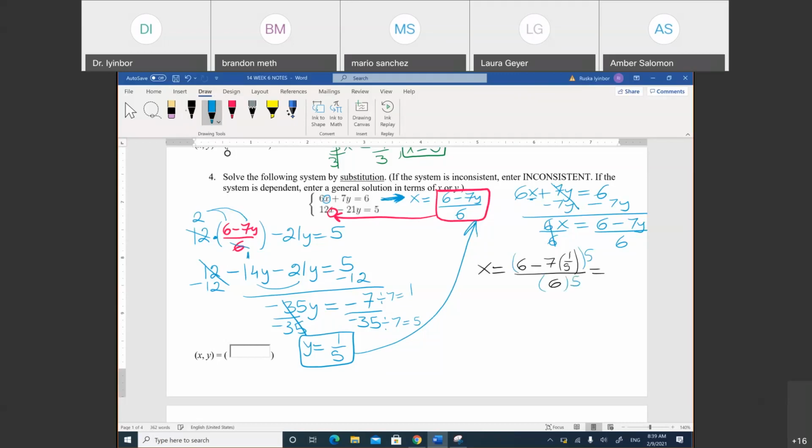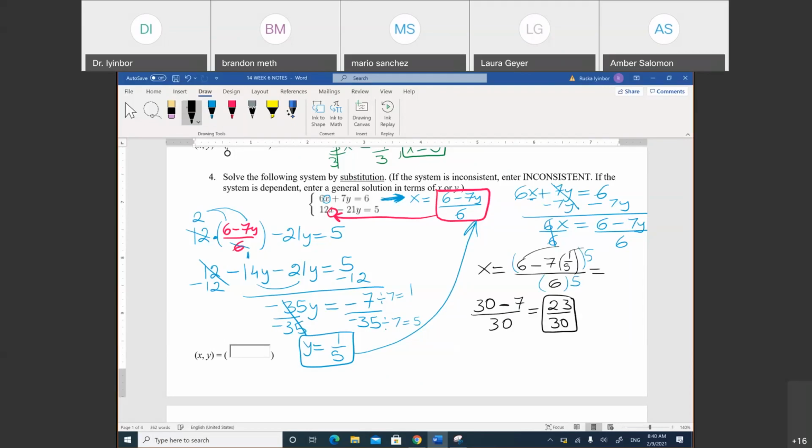Or you can just use symbol up. So we have 6 times 5, so multiply 5 times 6, 5 times this. So it's going to be 30 minus 5 and 7 over 30. So 30 minus 7 is 23 over 30. So this is my x.